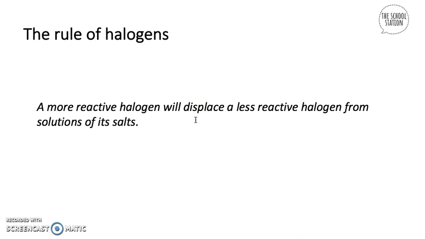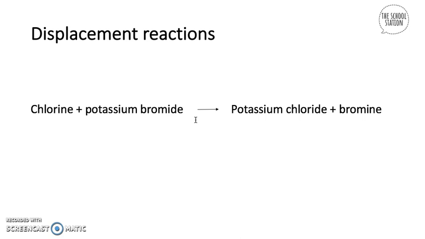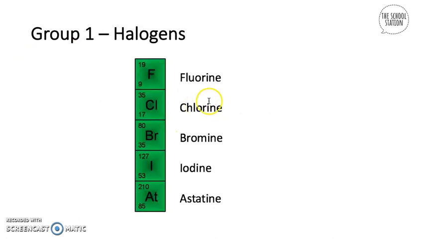If you can remember this from maybe the start of secondary school, you may know this as displacement reactions. Displacement reactions are reactions that displace one element from another. So in this example, we have chlorine plus potassium bromide, which makes potassium chloride plus bromine. The two halogens in this example are chlorine and bromine.